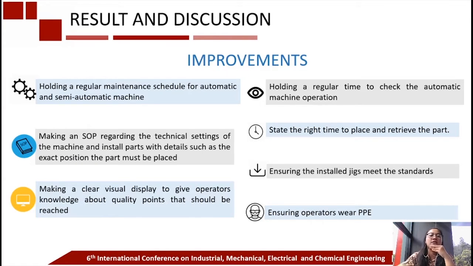And this is the improvement that I suggest to the company. First is holding a regular maintenance schedule for automatic and semi-automatic machines, holding a regular time to check the automatic machine operation, making an SOP regarding the technical settings of the machine, and installing parts with details such as the exact position the part must be placed, and making a clear visual display to give operators knowledge about the quality points that should be reached, stating the right time to place and retrieve the part, ensuring the installed jigs meet the standard, and ensuring operators wear PPE.